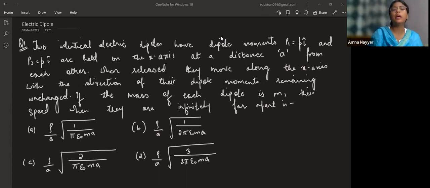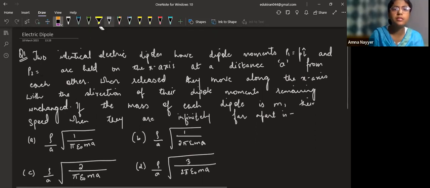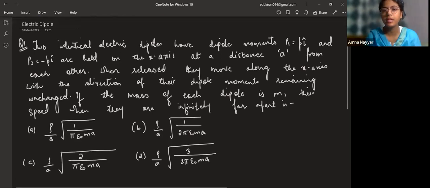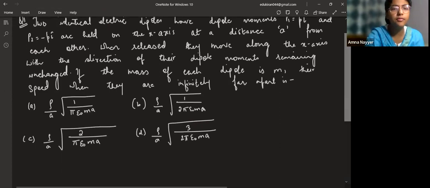So it says that two identical electric dipoles have dipole moments P1 as p î and P2 as p î. Okay, both are p î. All right, they are held on the x-axis at a certain distance. This one will be minus p î. So both are held at a certain distance a from each other.